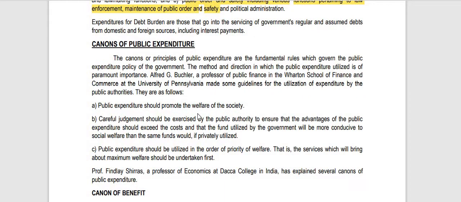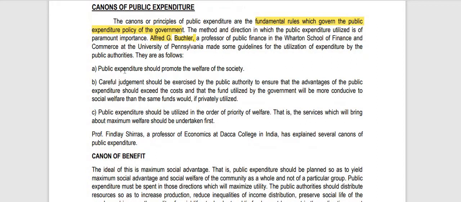So once we say public expenditures, we need to know the canons of public administration, meaning these are fundamental rules which govern public expenditure policy of the government. So according to Alfred Butler, he is a professor in finance, public finance in Morton School of Finance at the University of Pennsylvania. So down ana siya giingon na public expenditures promote welfare.